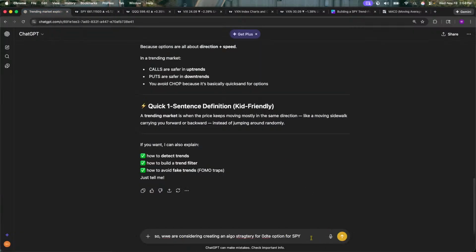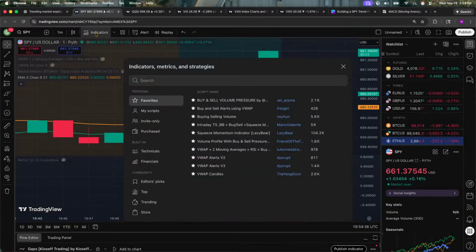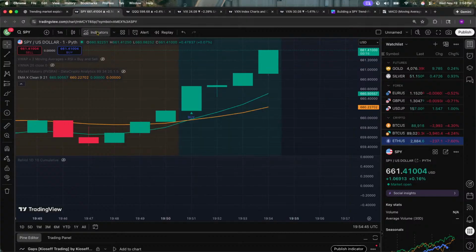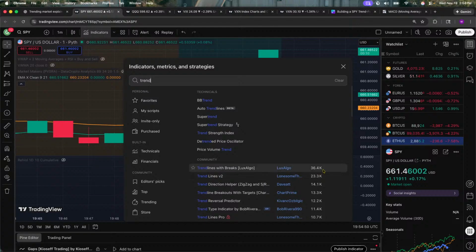So we're considering creating an algo strategy for 0 DTE options for SPY and want to base it off of trending markets. So let's talk. Oh, you know what we can do? And remember, I tried this before with another one of our strategies, and it went well, where we can use algos or indicators from TradingView. So you saw what I did? I just clicked indicators, and what I'm going to do is just put trend. And let's see what populates.